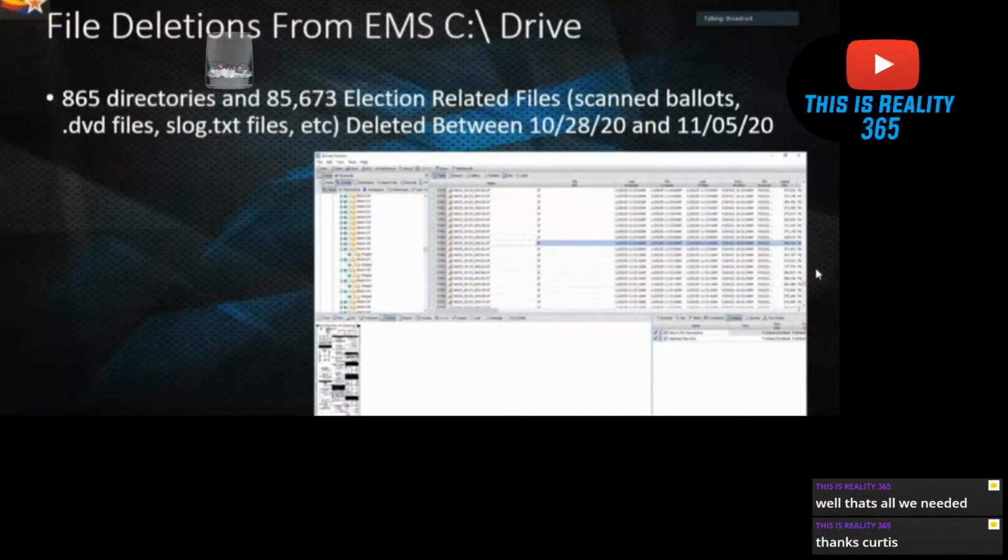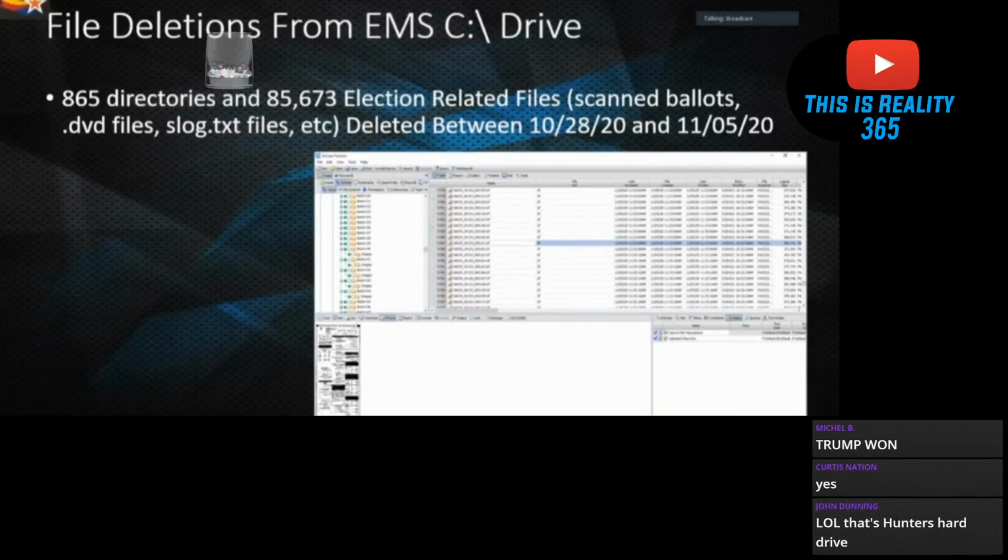One of the challenges that we had was actually the accountability of deleted items. We'd talked about deleted items before, but let's be crystal clear about this. From the EMS, which is the Election Management System server, on the C drive, there were 865 directories and 85,673 election-related files deleted between 10/28 and 11/05/2020.